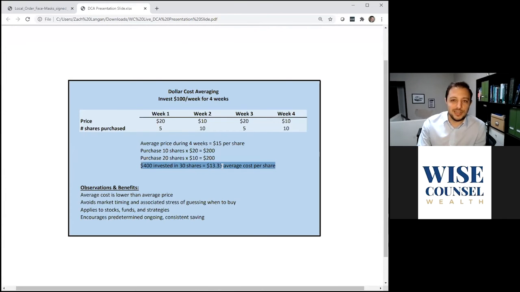You might say, okay, well, that's not a big deal. The average price was $15, but his average cost was $13.33. But if you think about doing this in a 401k plan over the course of 20 or 30 years, in some cases, it can have a massive effect on helping reduce the effect of the market volatility. So you're basically ending up with everything averaging out, so that you're getting a lower cost on those shares.